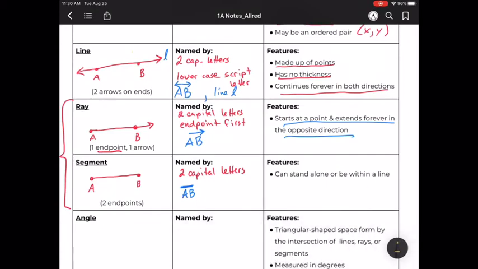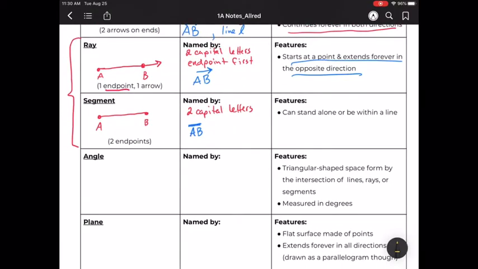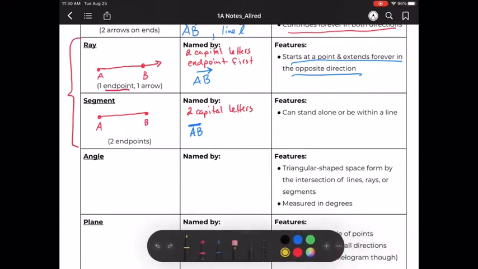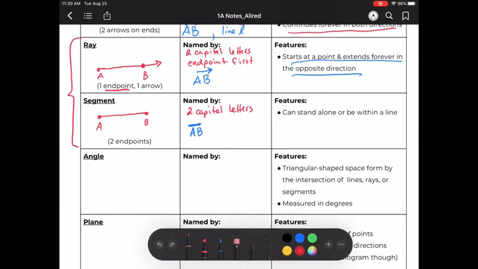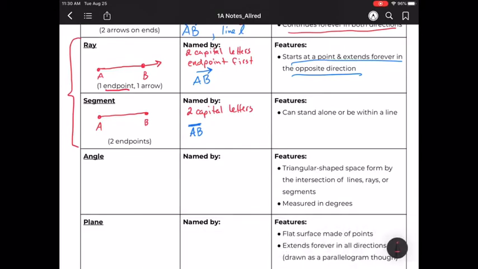Then when I take lines and points and start to arrange them together, we get some different terms. One of the most important ones we can look at is what an angle is. We're going to talk a lot about angles. This is what an angle looks like. It's a triangular shaped space formed by the intersection of lines, rays, or segments. So I'm going to draw a line, and from a point on that line, I'm going to draw a ray.